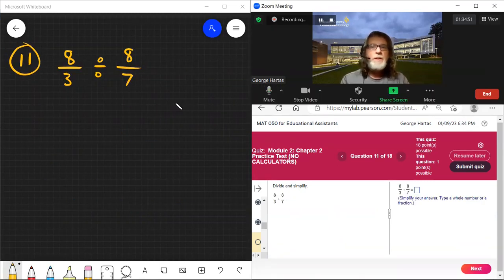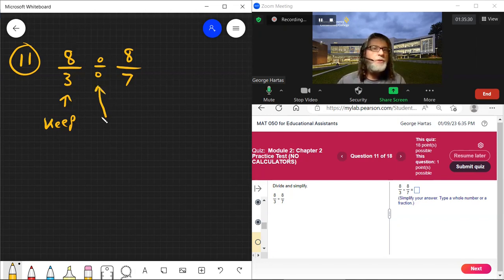Question 11. 8/3 divided by 8/7. Division of fractions is very similar to multiplication of fractions. The only difference is that we have to do a step in the front at the beginning of the problem. We want to change division to multiplication and then solve the problem as multiplication. The way we're going to do that is do what's called keep, change, flip. Okay, so keep that in mind. So we're going to keep the left fraction the way it is. We're not going to change it. Keep it the way it is.